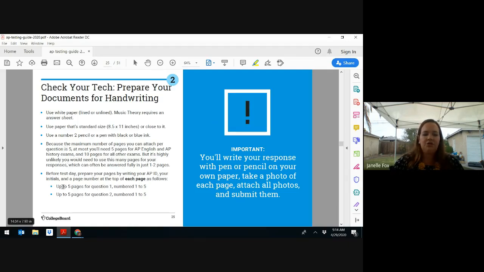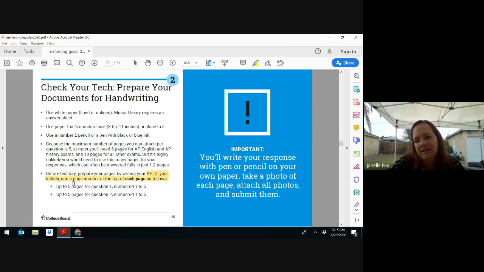And because you're doing this before test day, you may even want to have like 10 pieces of paper ready to go, just in case, so you're not wasting any time. Honestly, I think that's what you should do. Before the test day, get 10 pieces of paper and write your AP ID and your initials on the top, and then the page number. I would put JF, and then question 1, page 1, question 2, page 2, all the way up to 5, just in case I need those pages, so I don't have to stress about running around trying to find pages.